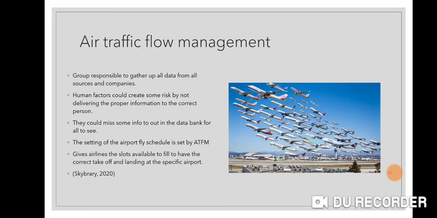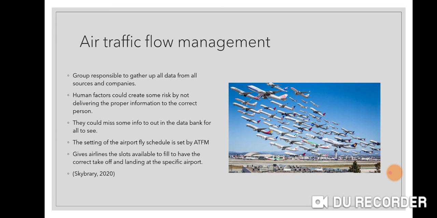Air traffic flow management is a group responsible for gathering all the data from all sources and companies. Human factors could create some risk by not delivering the proper information to the correct person. Some people have trust in other people providing the information that they need, so they could miss some information.